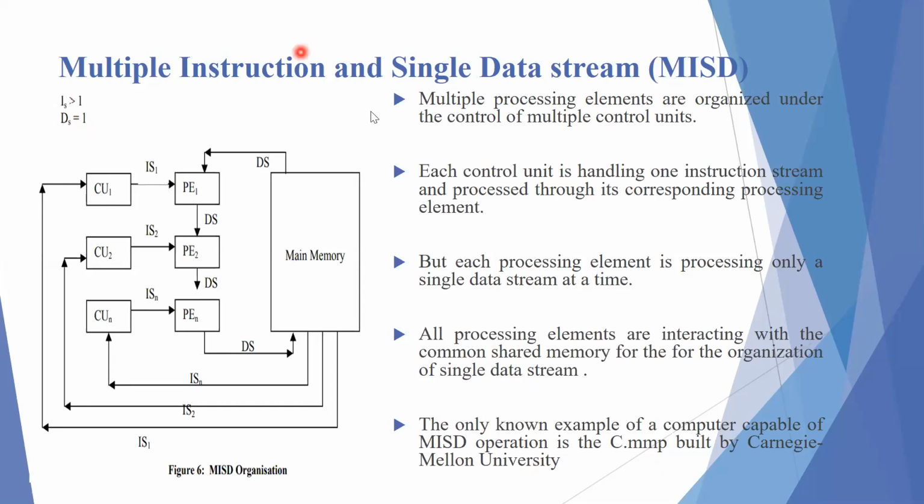All right. So as I was saying, here we have multiple processing elements organized under the control of multiple control units. Each control unit is handling one instruction stream and processed through its corresponding processing element. But each processing element is processing only a single stream of data at a time. And all the processing elements are interacting with the common shared memory for the organization of a single data stream. If this is clear, I should move on to the next one.